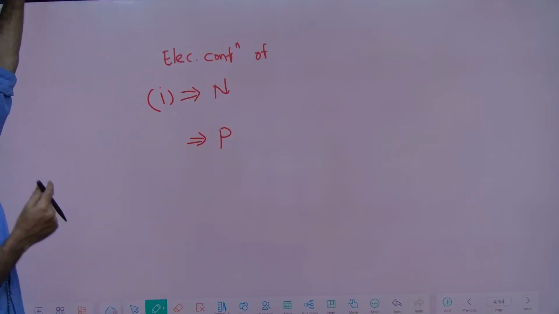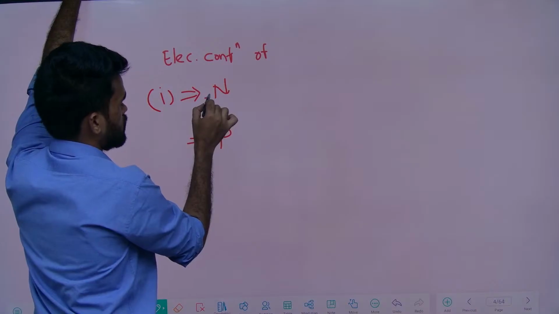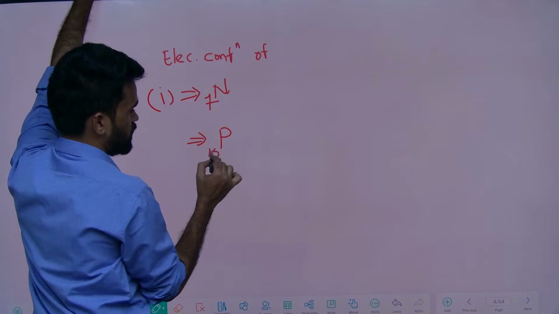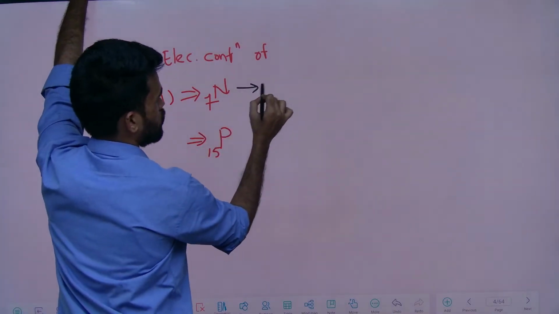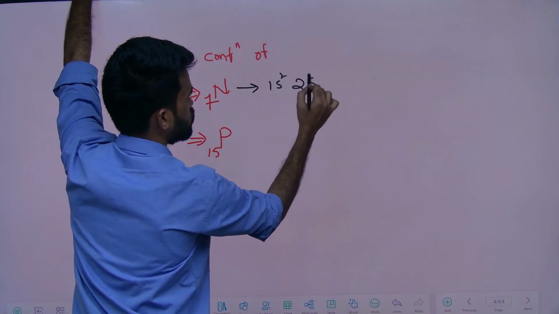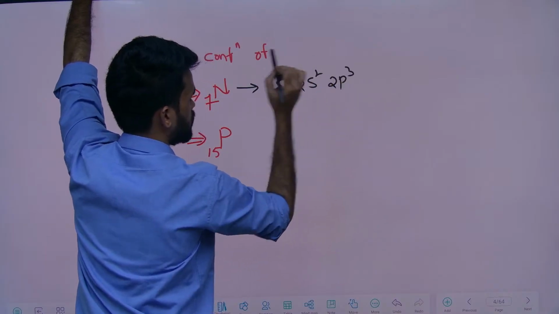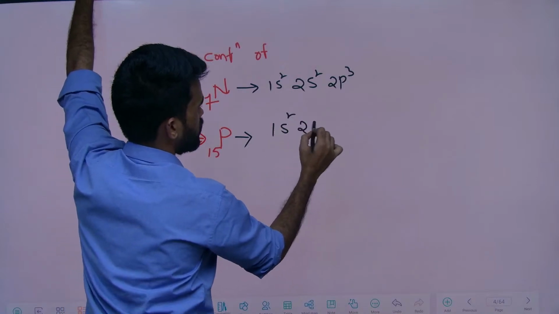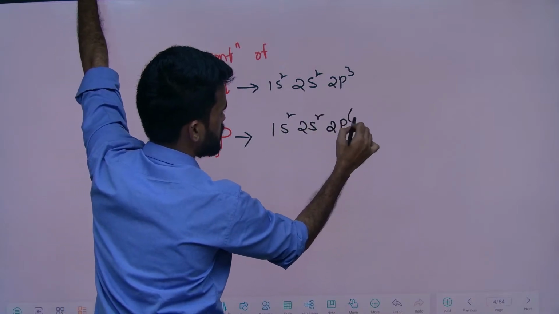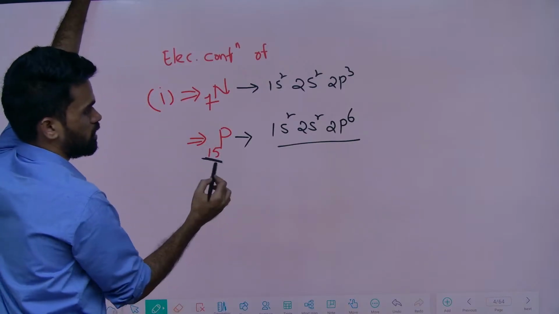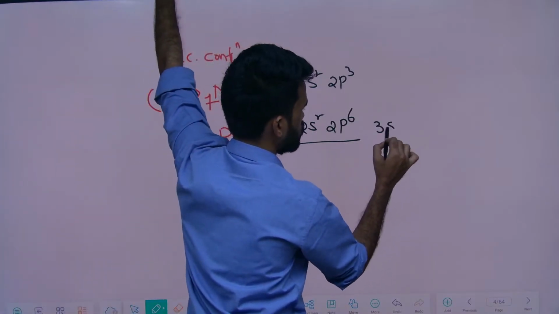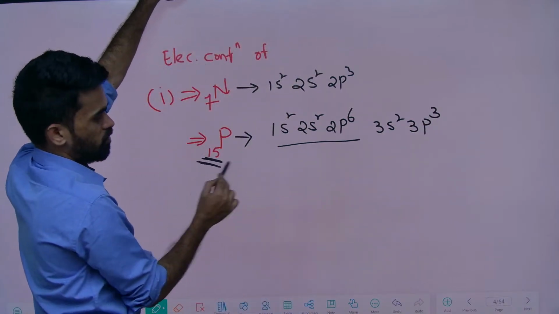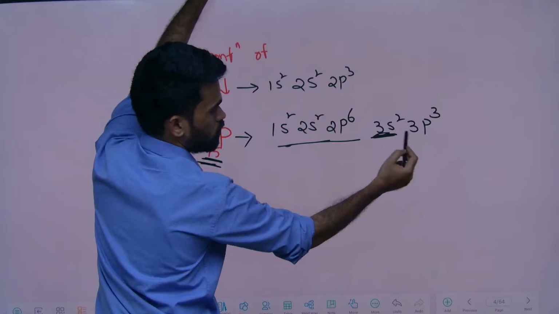Nitrogen, what is the atomic number we have? 7, right? Next, for phosphorus it is 15. Okay, then write. So 1s2, 2s2, 2p3. Okay, for phosphorus also 1s2, 2s2, 2p6. So 10 electrons over, it is 15. Next 3s2, 3p3. So 15 out of 15, 10 here, 2 here, 12 over 3 here.